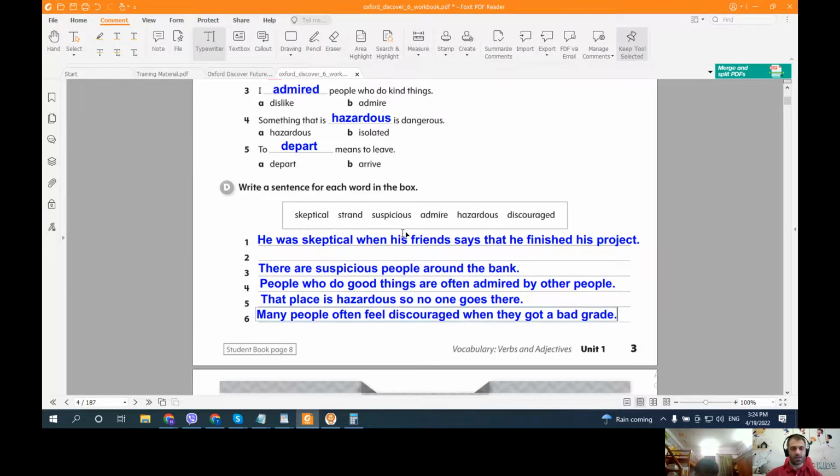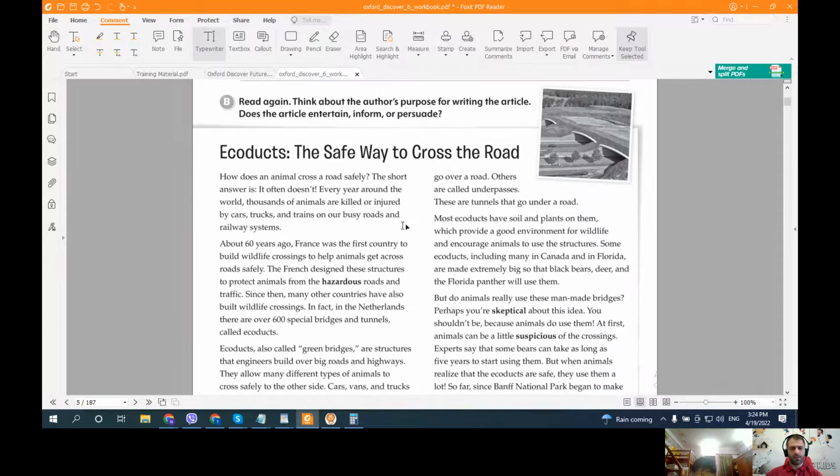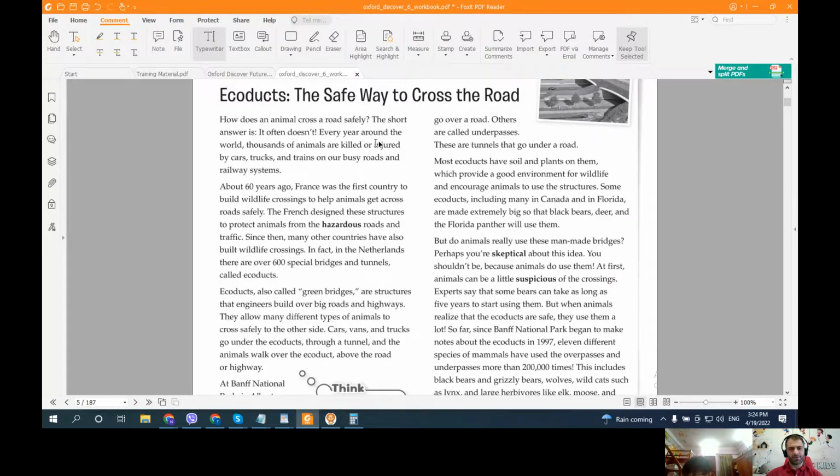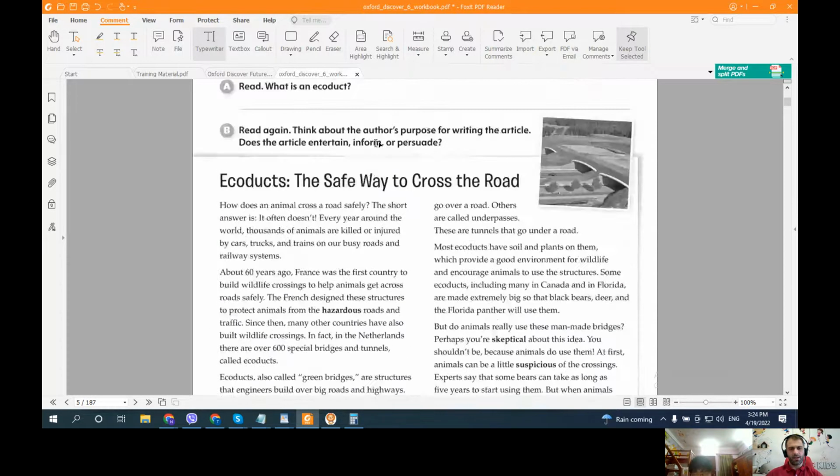Okay. Now we have here the safe way to cross the road. Read again. Think about the other purpose of writing the articles. Does the article entertain, inform, or persuade? Okay, so we have here the big article. Can you please tell me, do you want to read this text, please?